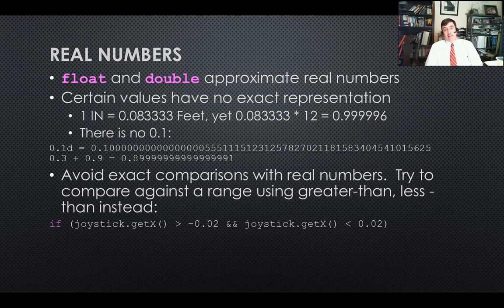So for example, if you have a deadband in your joystick because the joystick tends to drift, you don't want to say if joystick.getX equals 0. You want to say if joystick.getX is greater than -0.02 and joystick.getX is less than 0.02. So that gives us a 4% deadband around 0 rather than comparing for exactly the value 0. And again, that word if is in purple, which means that's a reserved word. We'll get into what the rest of the syntax on this if statement means a little bit later.